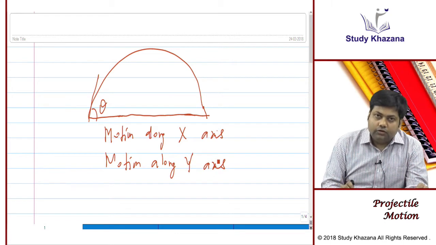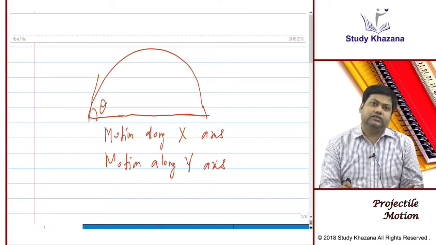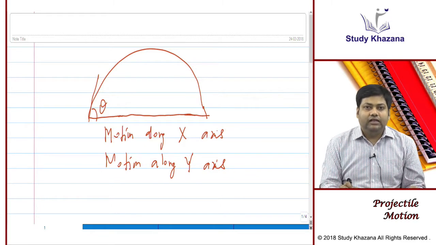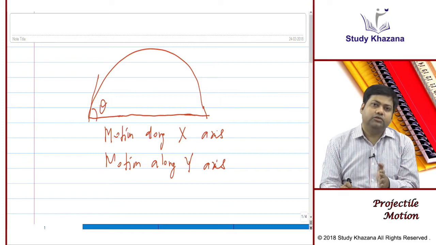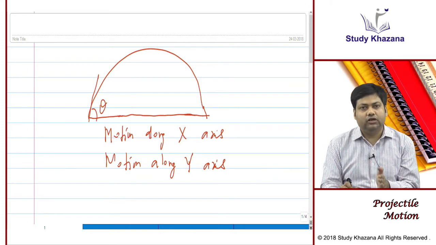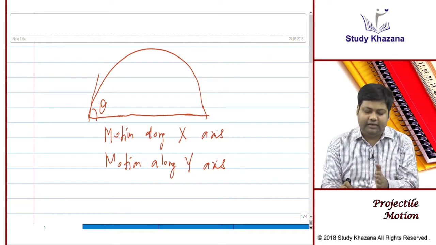If you see the motion along the x-axis, the fundamental point is that in the x-axis there is no acceleration because there is no force. So velocity will remain constant, while in the y-axis we have the acceleration due to gravity. The g is working vertically downwards. So we will split the motion into 2 parts: the motion along the x-axis and the motion along the y-axis.